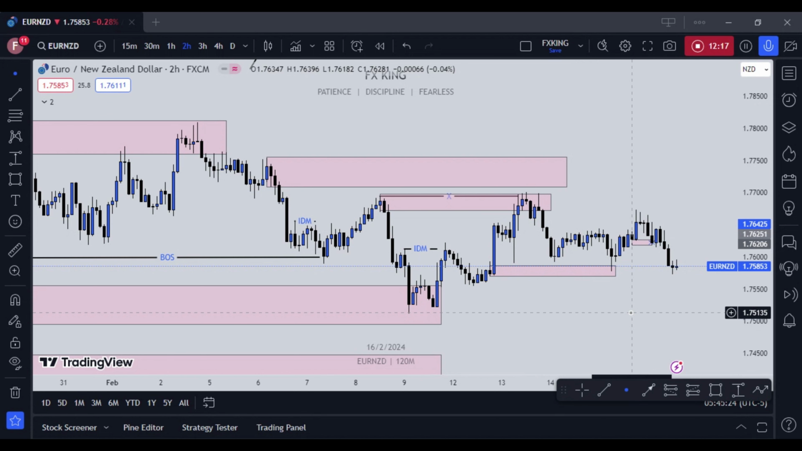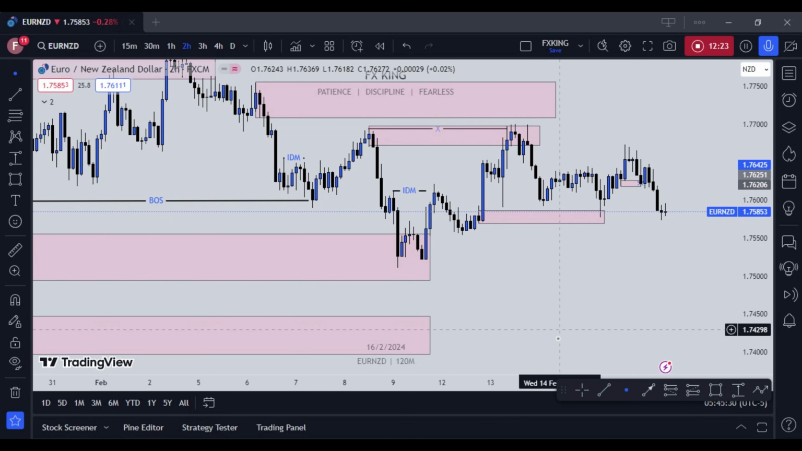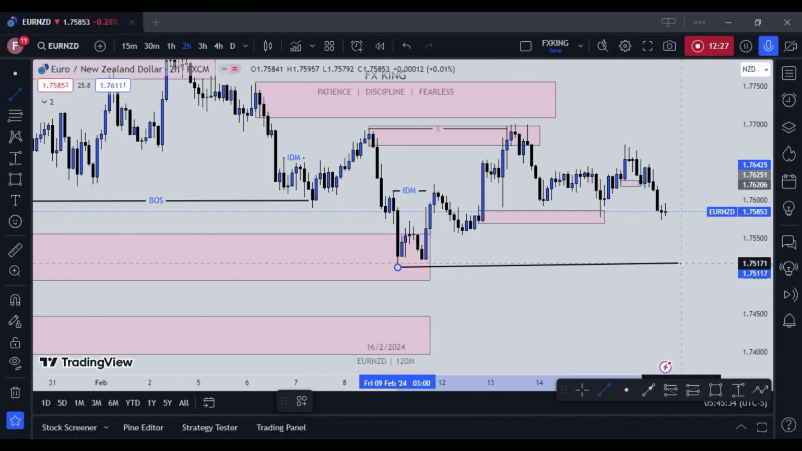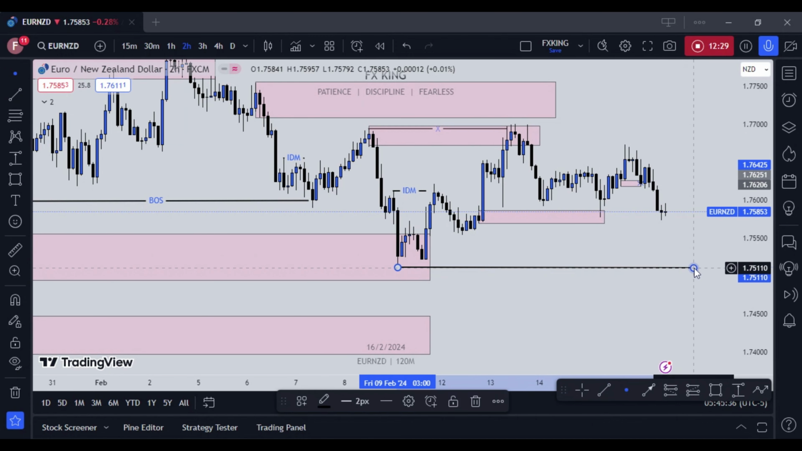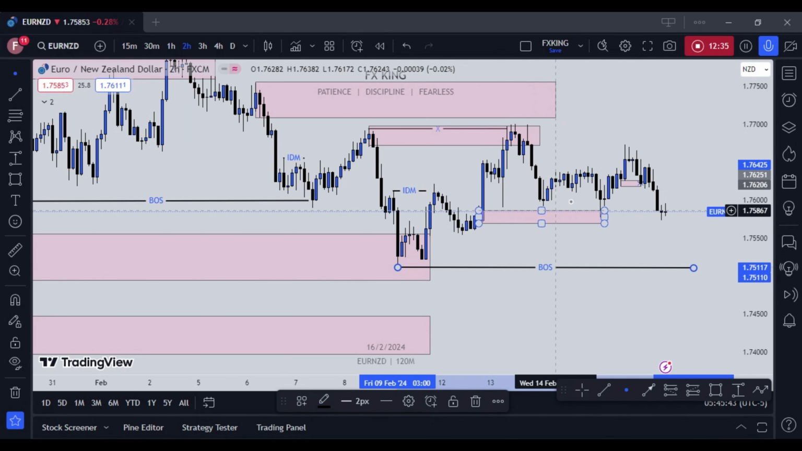So this is the constant price behavior on this pair. You can see that price is selling off here. So what you are expecting is for price to sell off and take out this zone here, which will act as our next break of structure if price is to continue going down.